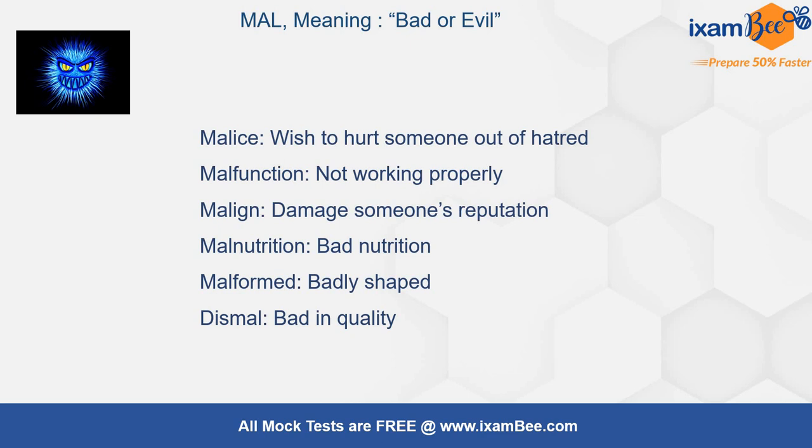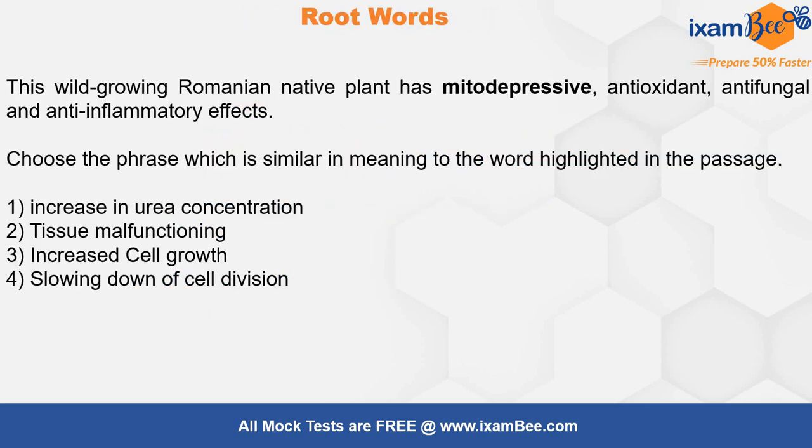So this is how, when we know the root words, we will be able to know the exact meaning of the word related to that particular root word, right? Now let's see another such example. It says this wild growing Romanian native plant has mitodepressive, antioxidant, antifungal and anti-inflammatory effects.